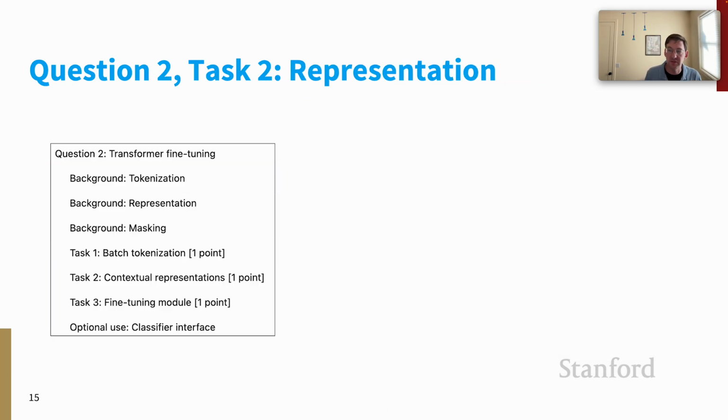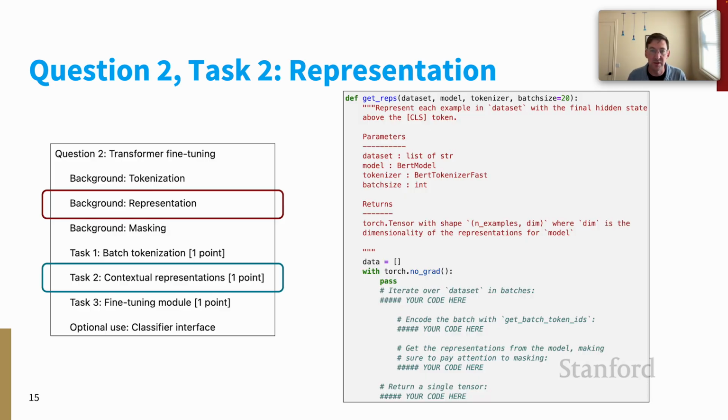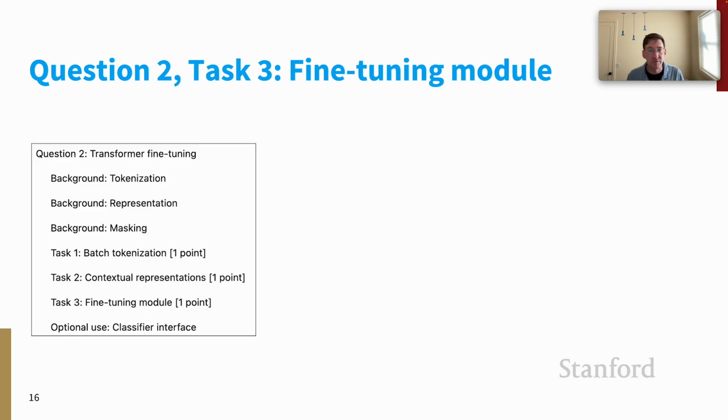Question 2, task 2 is about representation. Again, this is about getting used to the way Hugging Face code works and about the way models like BERT represent examples. So you work through the background section, and then you can tackle the associated task, which involves completing a function getReps. And again, we've walked you through the steps because the idea here is to give you a sense very quickly for what the representations are like and how you might use them.